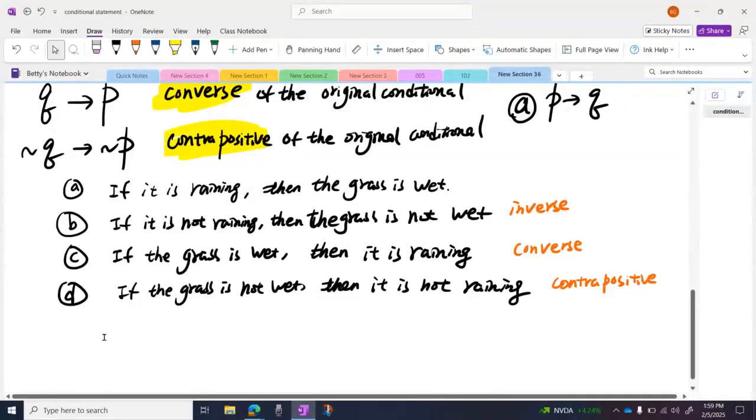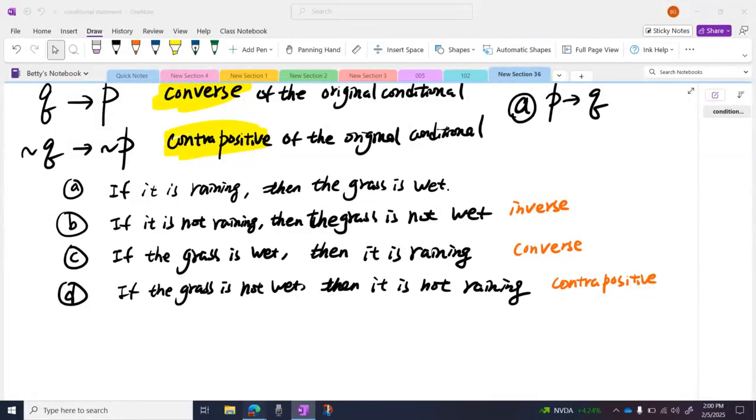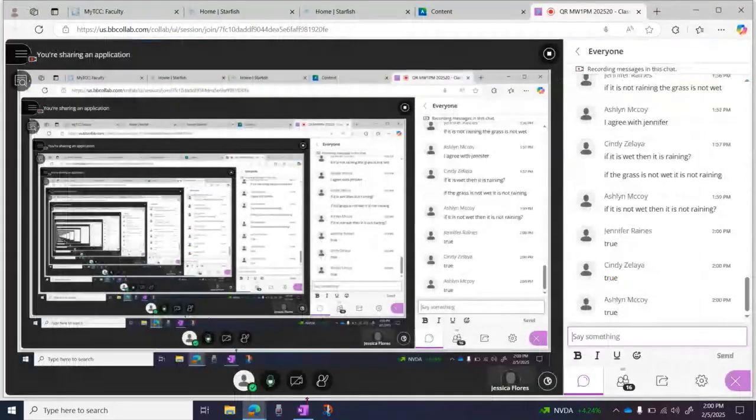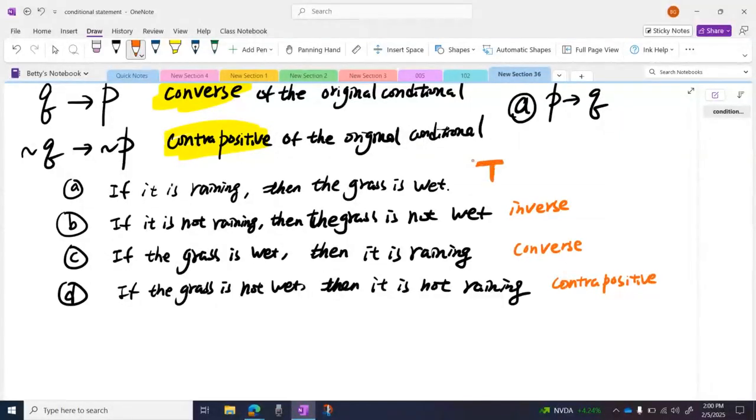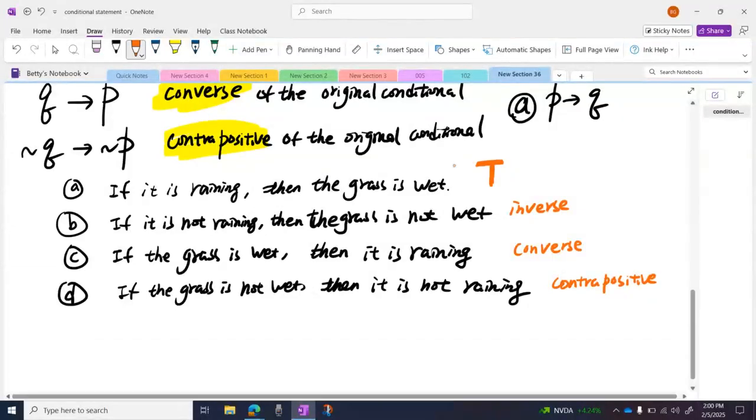Now we want to look at the four statements. We want to determine the truth value for them. We want to know logically, in logic, is the conditional statement true or false? Does the conditional statement tell a fact or a non-fact? Okay, part A. If it is raining, then the grass is wet. What do you think? Does this statement logically make perfect sense? Yeah, it is true, right? Of course, if it's raining, the grass is going to get wet. Very good. And what about the truth value for B?